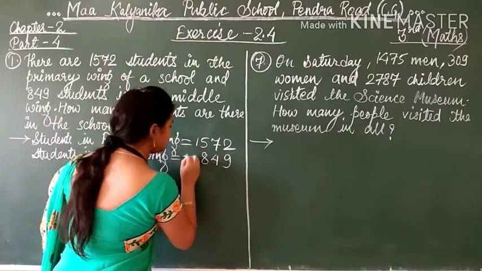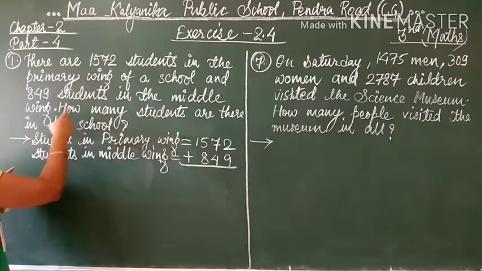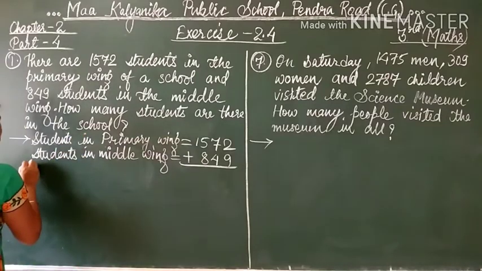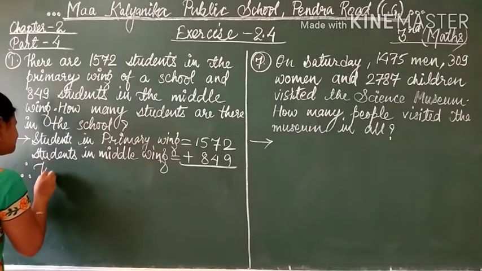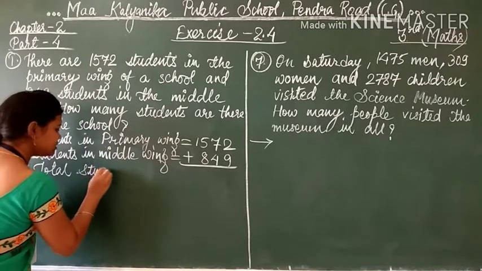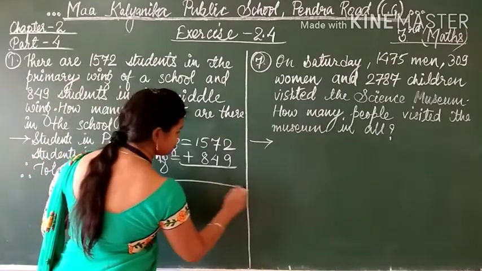So simply by addition, as we know what you have to do, the total number of students is asked. How many students are there in the school? So therefore, total students is equal to how much?